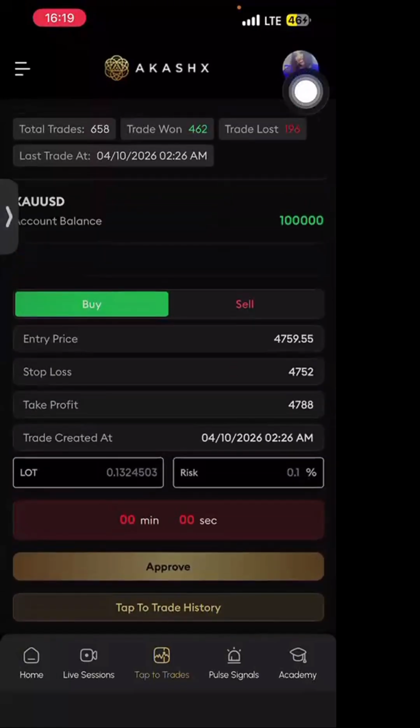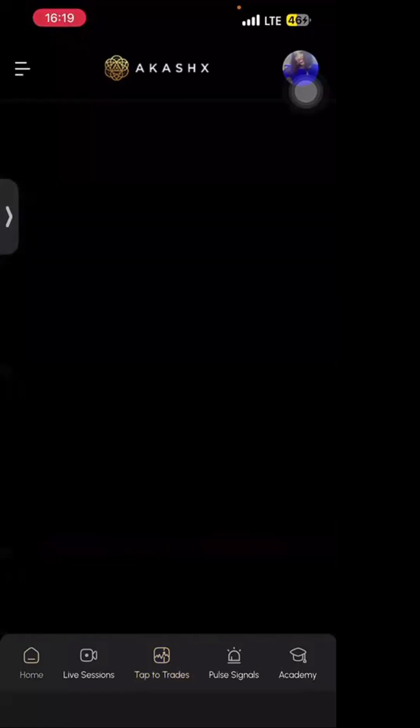Anytime they call a trade, all I need to do is give 1 second of my time. I won't even have time to start setting stop loss or take profit. Just 1 second. I'll just tap this. Can you see this? Approve. I'll tap on it. Once I tap on it, they'll trade it for me. 1 second, and these educators will trade for me.